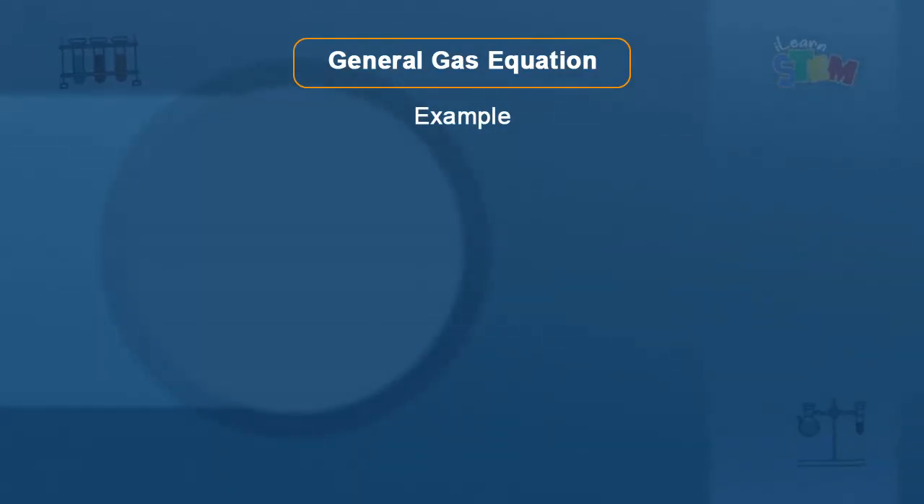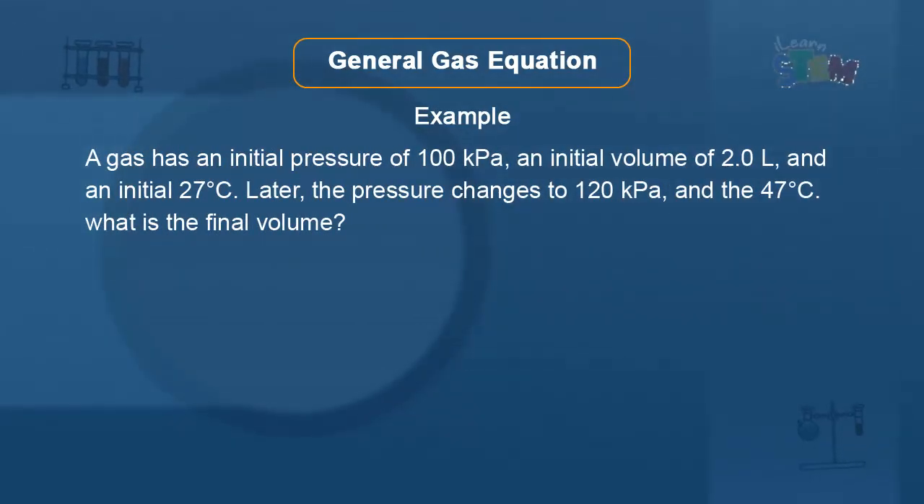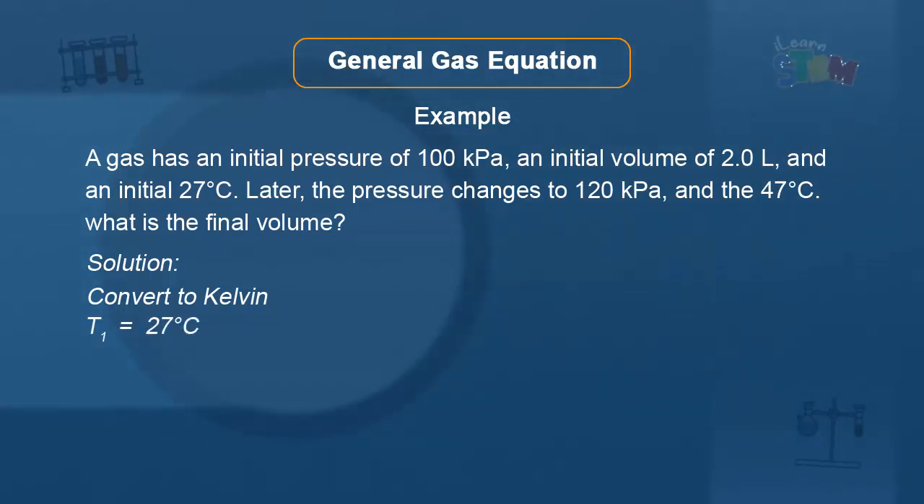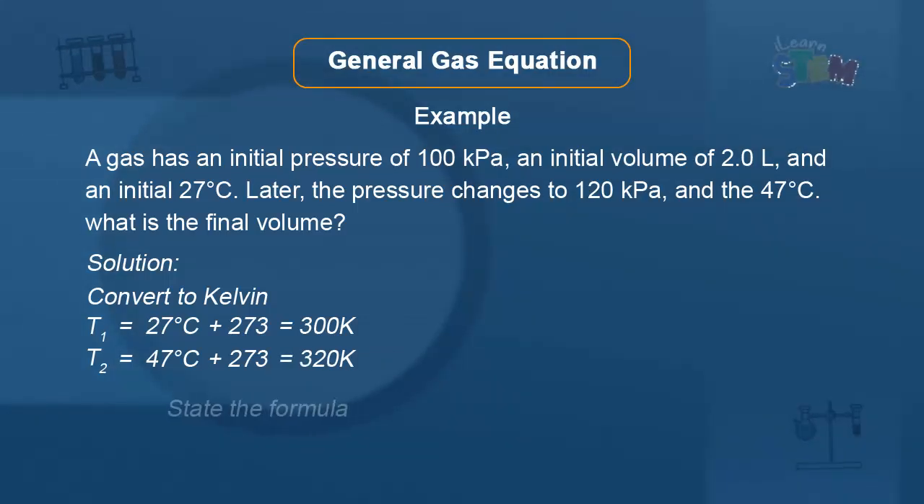Now let's solve an example together. A gas has an initial pressure of 100 kilopascals, an initial volume of 2 liters, and an initial temperature of 27 degrees Celsius. Later, the pressure changes to 120 kilopascals, and the temperature changes to 47 degrees Celsius. We are asked to find the new volume. Solution. Convert the temperatures to Kelvin. 27 degrees Celsius plus 273 gives 300 Kelvin. 47 degrees Celsius plus 273 gives 320 Kelvin.